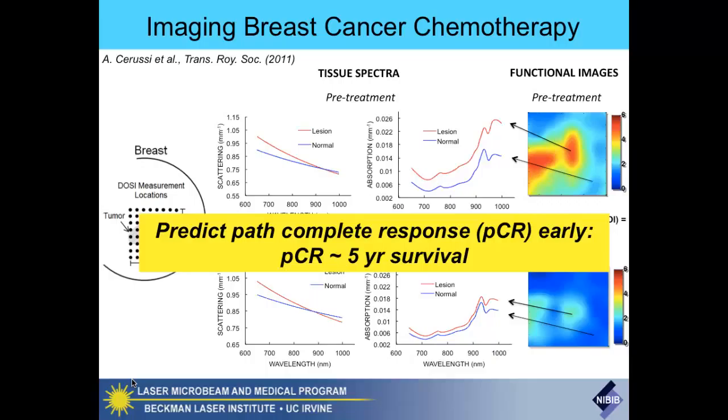How many? 70? That would be bad. It's about 20% or so. Patients don't respond at all. We don't know why.